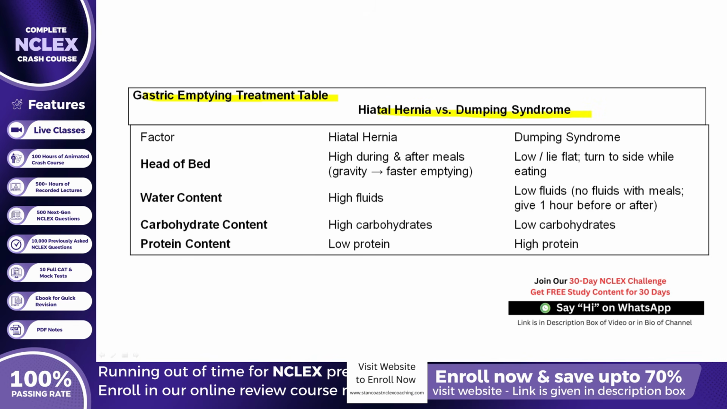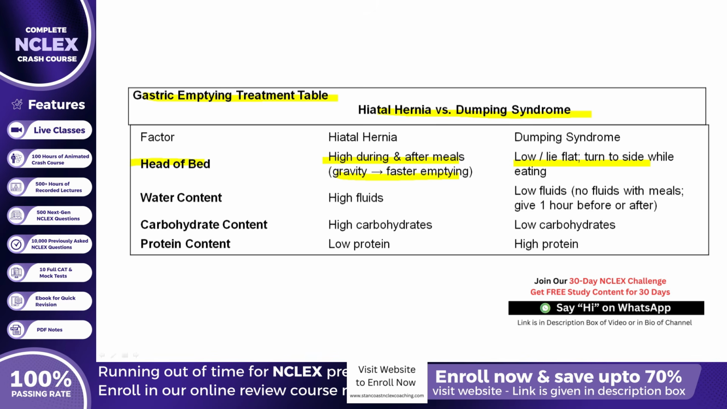The first factor shown is the head of bed, and for hiatal hernia, the instruction is to keep the head of the bed high during and after meals because gravity leads to faster emptying. In contrast, for dumping syndrome, the head of the bed should be kept low, or the client should lie flat, and they may even turn to the side while eating.